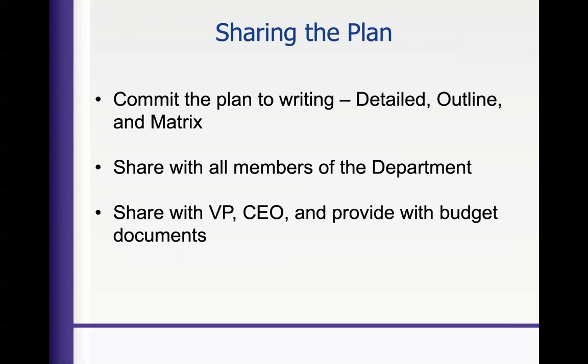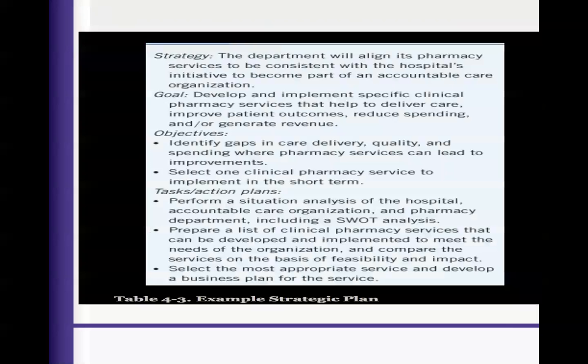Once you come up with all that, then you commit your plan to writing. You make it detailed, you outline it, you share it with other members of the department, you share it with those who are in leadership, and define how we look at this plan. So, as I said, this is an example of a strategic plan.